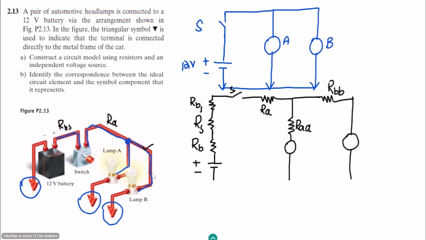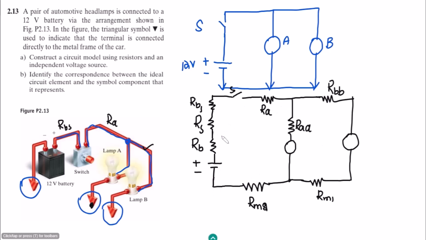Also, when these are connected with the metal frame of the car, the metal frame also has some resistance. So let me represent it with RM1. This is the metal resistance, and this one is also connected with the metal frame, so let me represent it with RM2. So these are connected here as well.